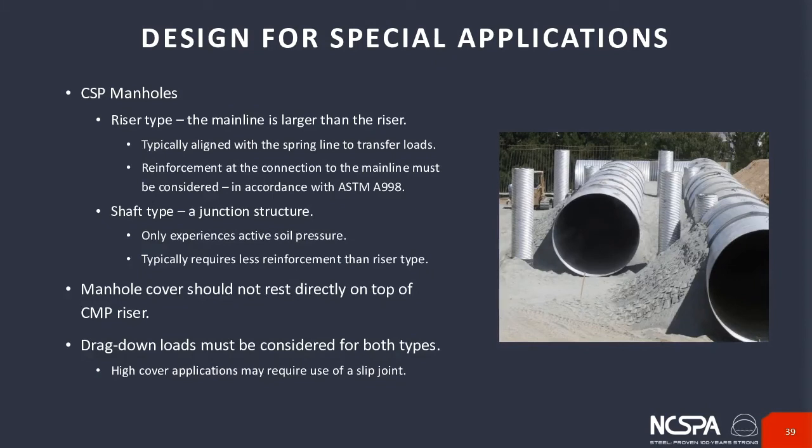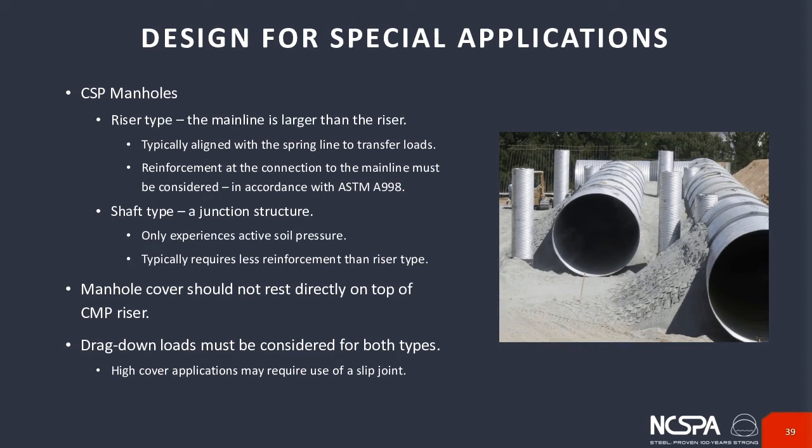CSP manholes: there are two common types of manholes. There's the riser type, which is shown to the right, and there's the shaft type. The riser type is probably a little more typical, where you have a larger diameter main line and a smaller riser on top. Typically it's aligned with the spring line to help transfer loads, and it also allows a smooth transition to the floor with an access ladder. Reinforcement at the connection must be considered, so we're also following ASTM A998 there.